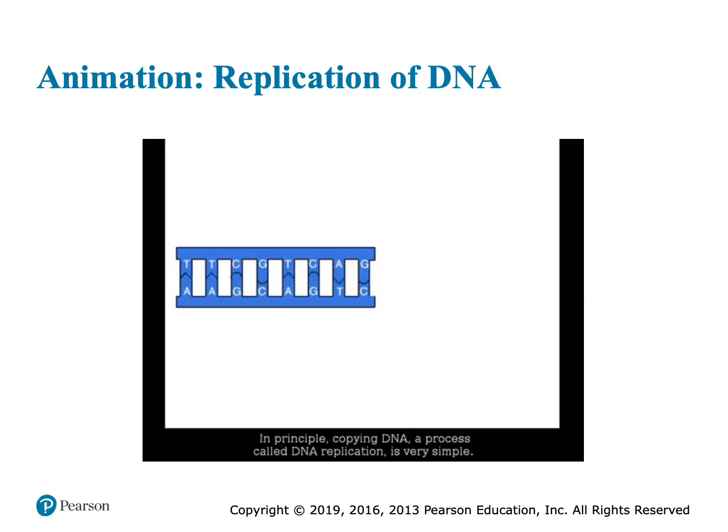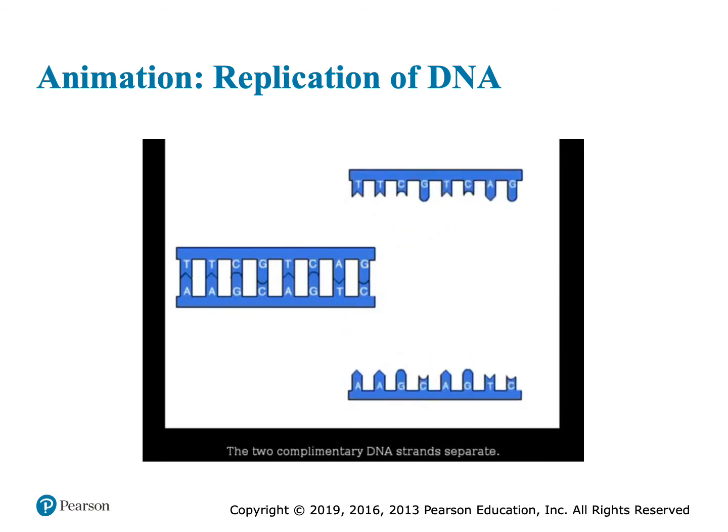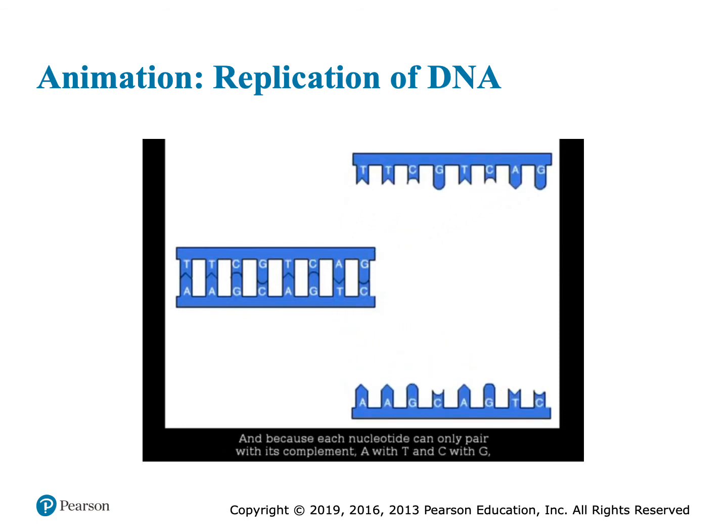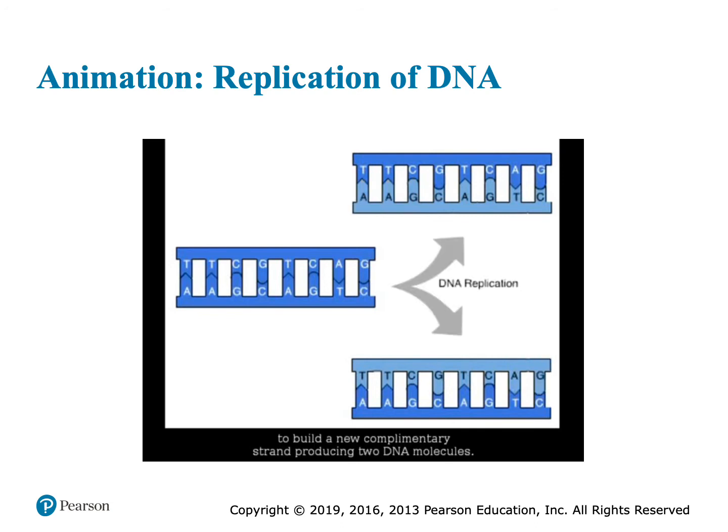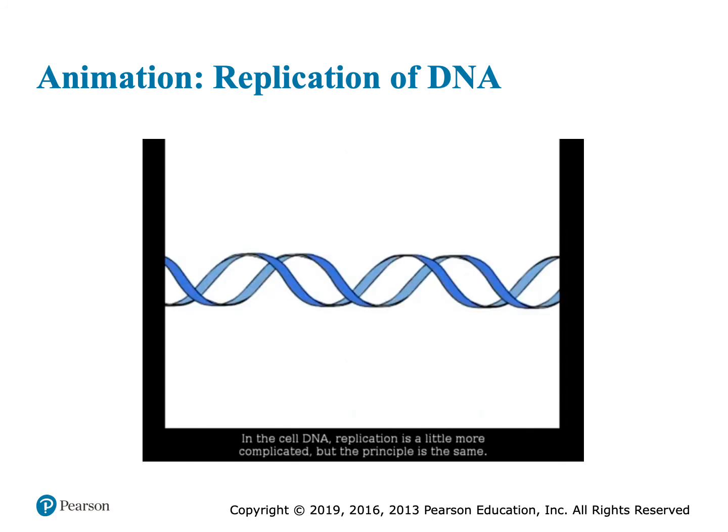In principle, copying DNA, a process called DNA replication, is very simple. The 2 complementary DNA strands separate, and because each nucleotide can only pair with its complement, A with T and C with G, each strand can be used as a template to build a new complementary strand, producing 2 DNA molecules. In the cell, DNA replication is a little more complicated, but the principle is the same.